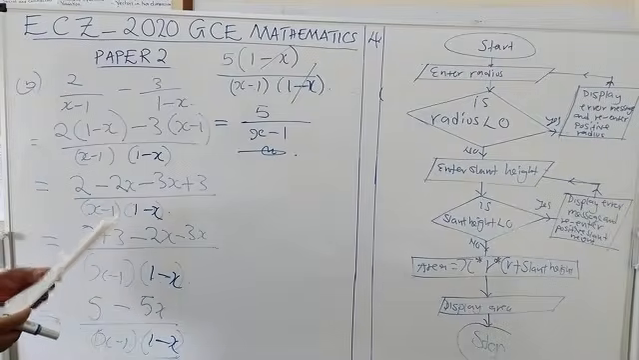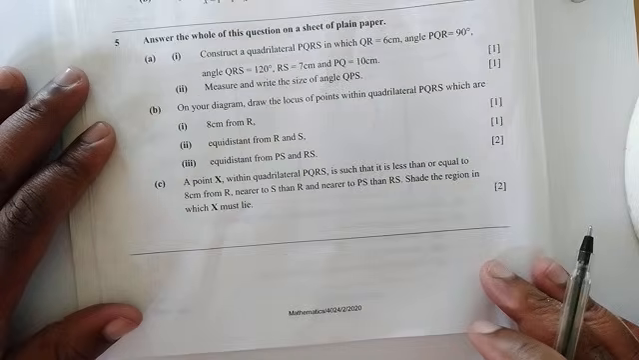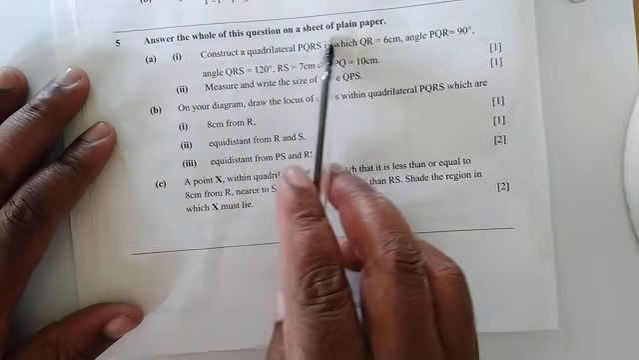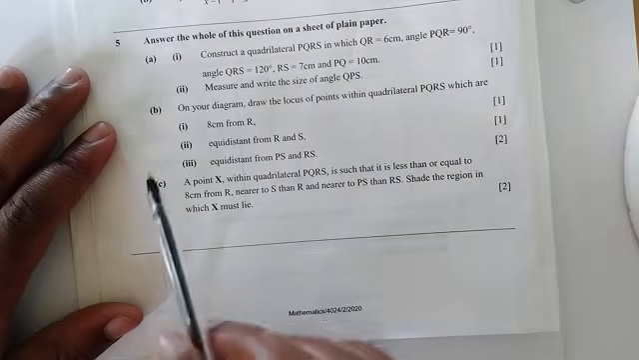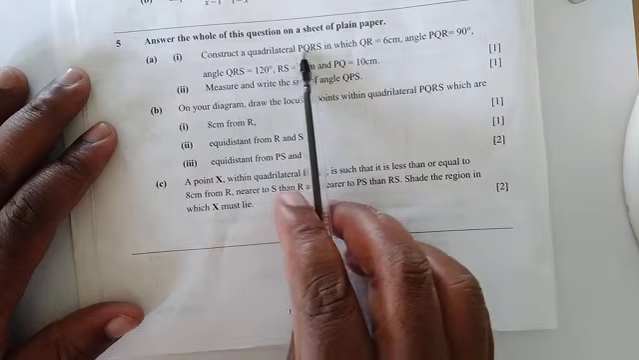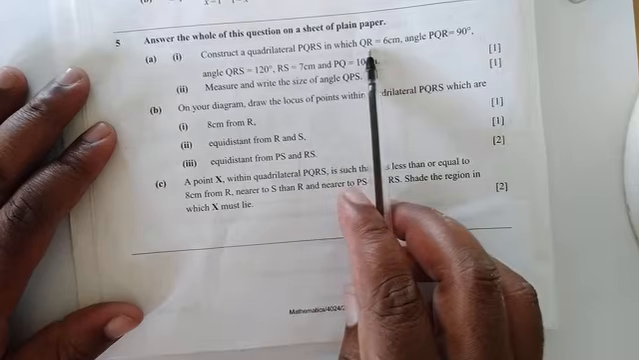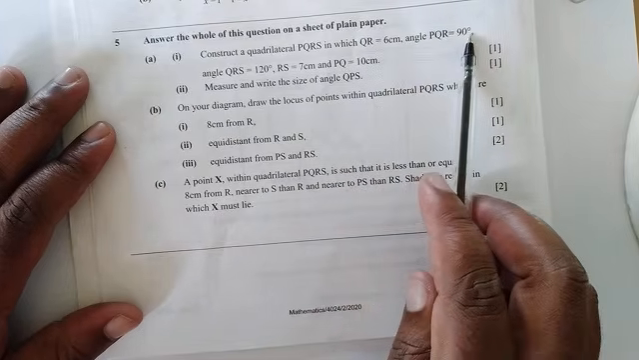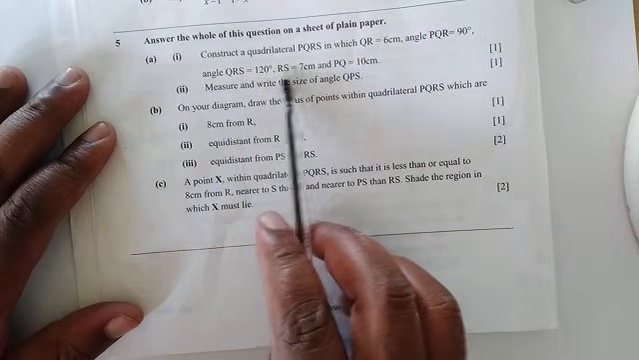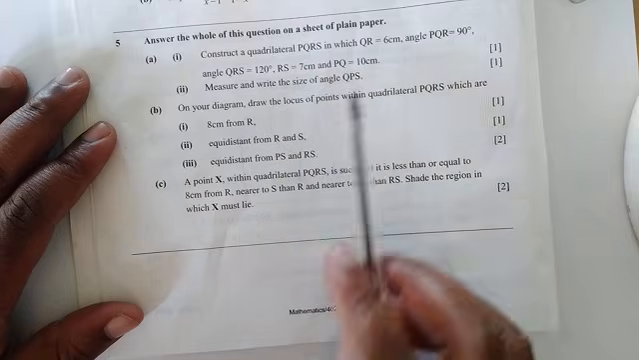So we go to the next question, which is question 5. Okay, we deal with question 3. We are saying answer the whole of this question on a sheet of plain paper. A1. Construct a quadrilateral PQRS in which QR is 6 centimeters, angle PQR is 90 degrees, angle QRS is 120 degrees, RS is 7 centimeters, PQ is 10 centimeters.